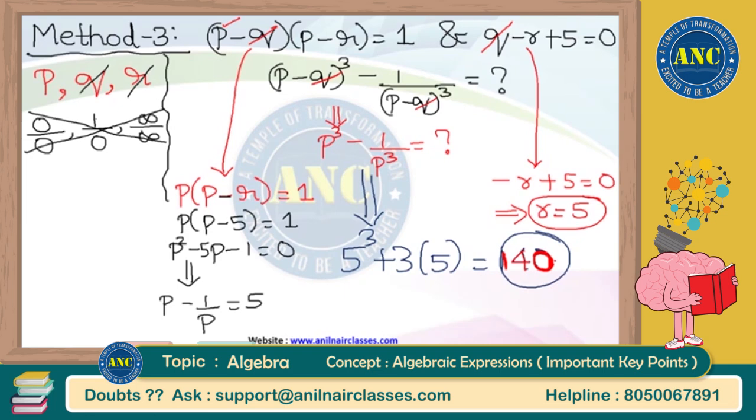Method 3 is just putting some variables 0. Just make some variable 0, target the variable which appears the maximum number of times in the question, so that it will be easy for you to analyze it. And then the question reduces tremendously. The complexity level of the question decreases and you can solve it very easily.